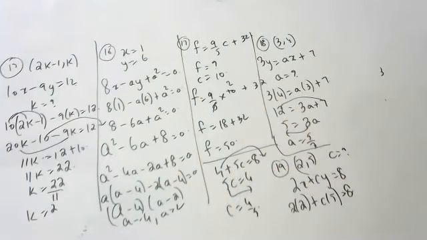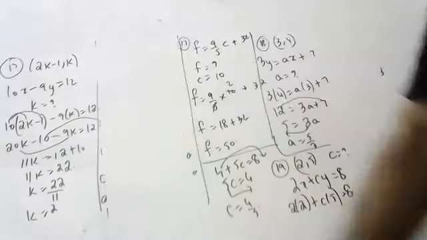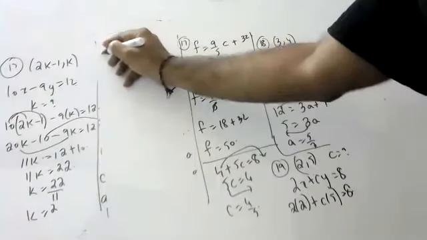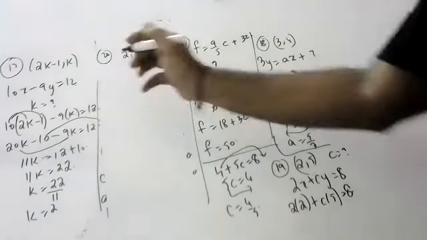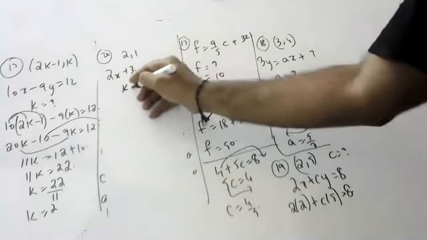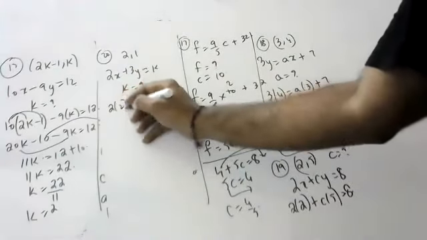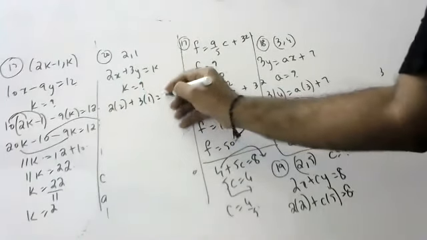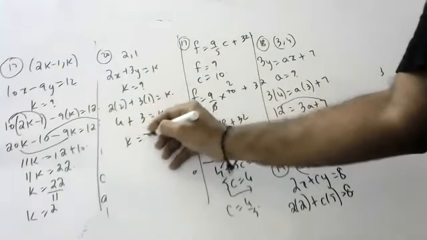Okay. Last question chance will go for Sarayu. 2 comma 1 is a solution of 2x plus 3y is equal to k. Find k. 2 into 2 plus 3 into 1 is equal to k. 4 plus 3 is equal to k. K is equal to 7.